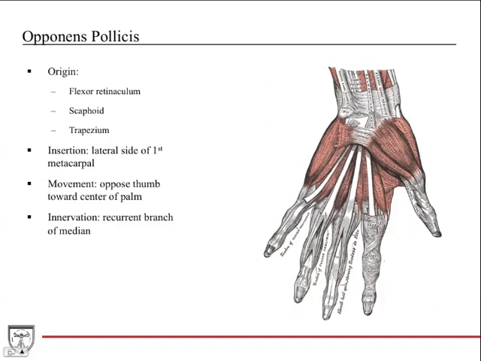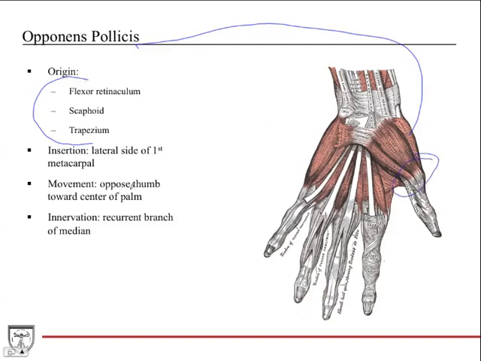So first we'll talk about opponens pollicis. Here opponens pollicis is shown. These three muscles, you have abductor pollicis brevis, which is the most superficial, and then deep to it you have two muscles: flexor pollicis brevis and opponens pollicis. Opponens pollicis is more lateral or radial. The origin of opponens pollicis is flexor retinaculum, the scaphoid, and the trapezium bone. And then the insertion is the lateral side of the first metacarpal, and you can see that right here.